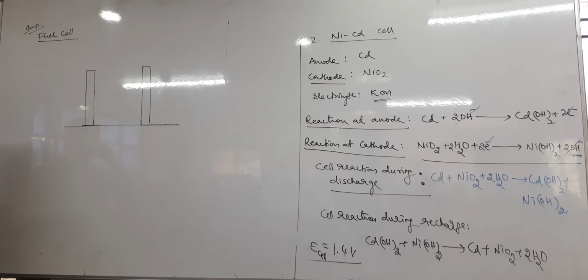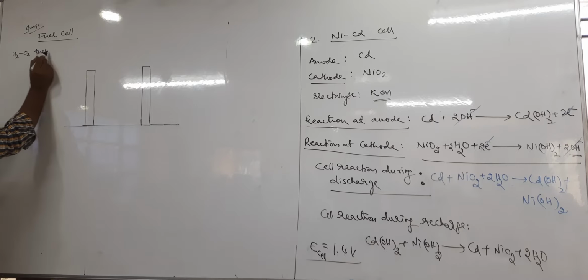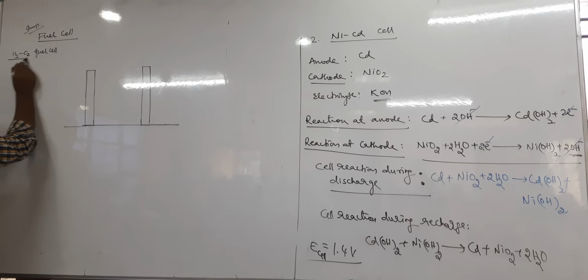Next point: the efficiency of a fuel cell is 100%. That means there is no loss of energy in fuel cells. Their efficiency is almost 100%. Now write the hydrogen oxygen fuel cell, H2-O2 fuel cell.